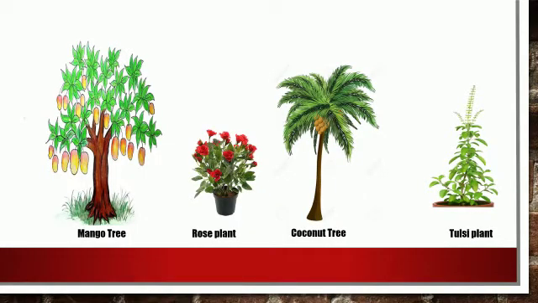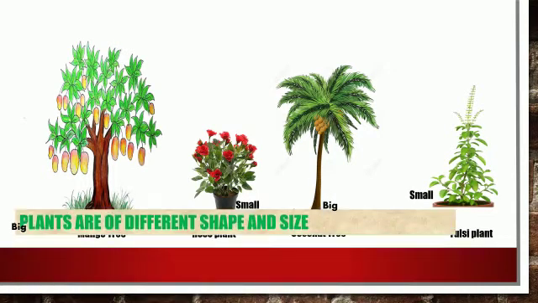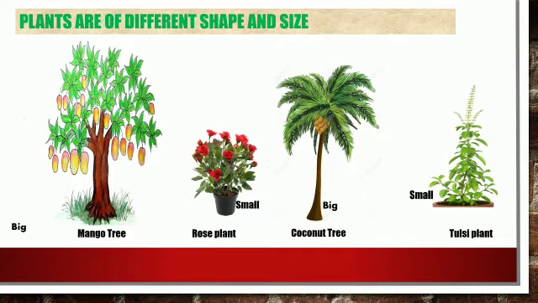We find many kinds of plants around us, right? Children, in the picture here, which are the plants which are big? Yes, the answer is mango tree and coconut tree. Which are the smaller plants? The answer is rose plant and tulsi plant. So plants are of different shape and size. So let's learn the different types of plants depending on their shape and size.